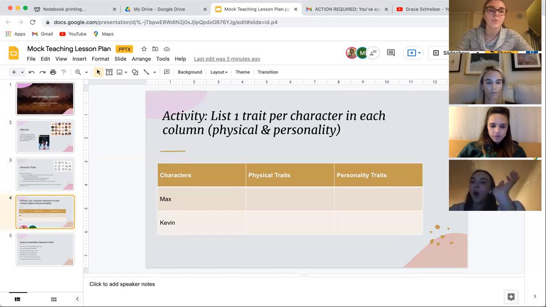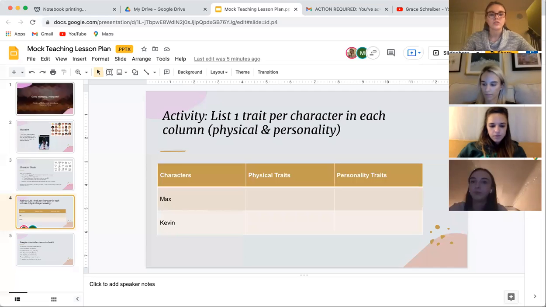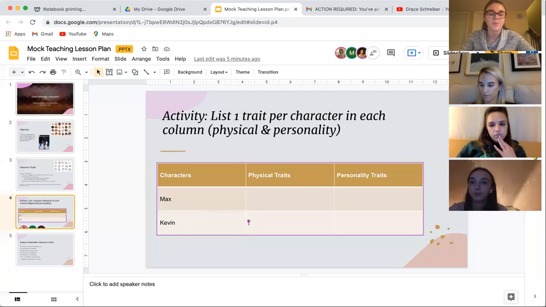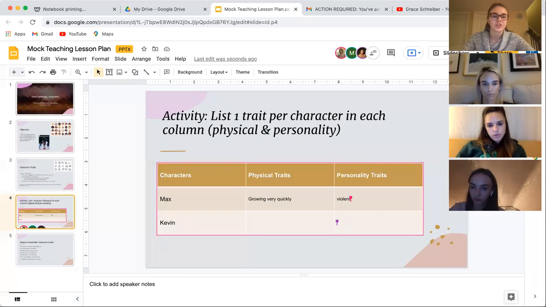Okay, so an activity that we're going to do is that I want each of you to list one trait per character in each column of our two characters that we've been introduced to in our novel so far. So in each column for physical traits, I want you to think of one trait to go with Max and Kevin and what they look like, and one trait that goes with each of them and how they act or what their personality is like. So go ahead and start working on that now. And then once you're finished, we'll share.